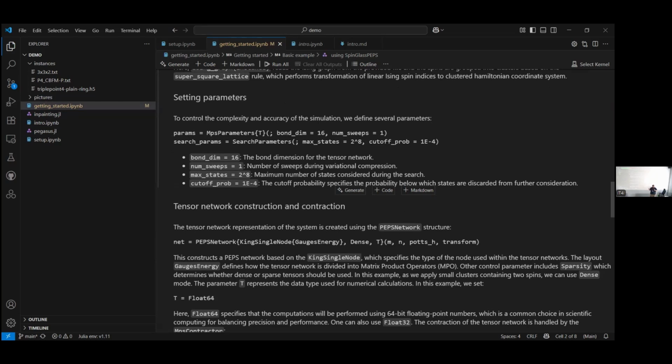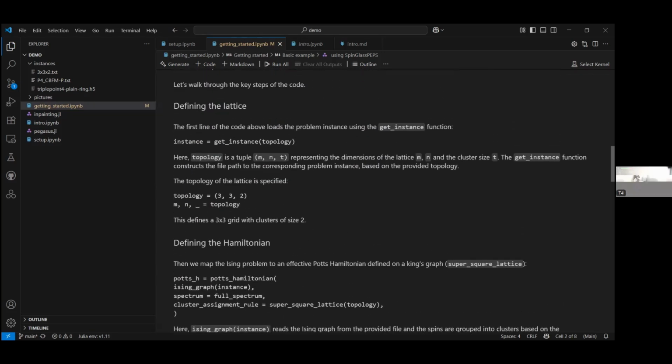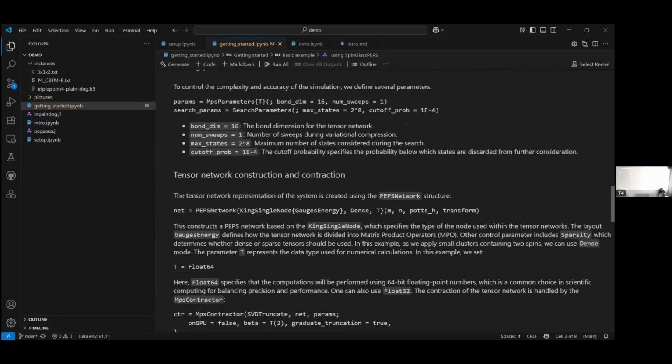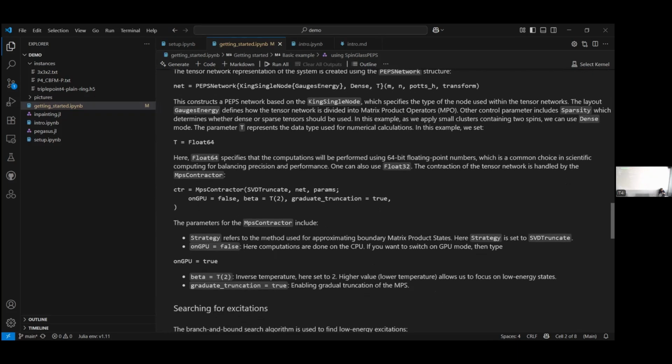For example, bond dimension. That is the maximum bond dimension of the tensor network that we use. Number of sweeps. This is just the number of sweeps we do during the contractions, which is called here variational compression. Max states. That is this M that I called, the maximum number of search states we are keeping during the search. And the cutoff probability, below which we just discard the states, even if we are still below the maximum number of states. That is the second parameter, which is how we search. We are setting it here, and then we are just building the tensor network with several additional parameters that we can set here.